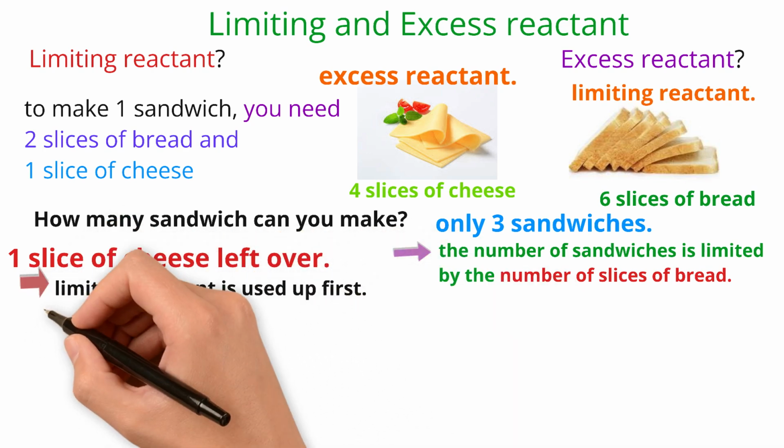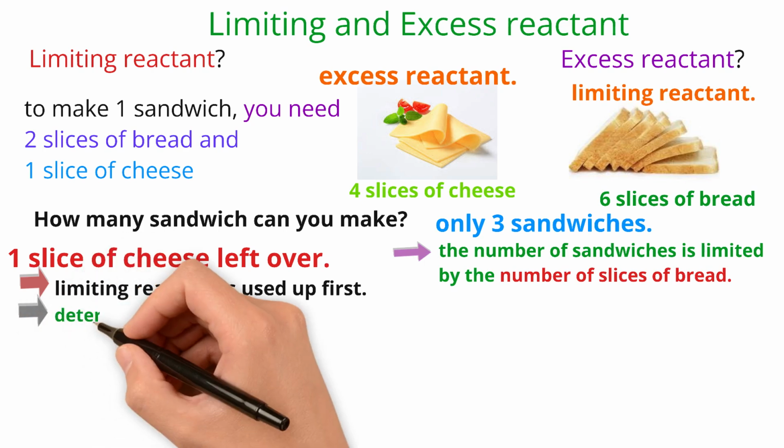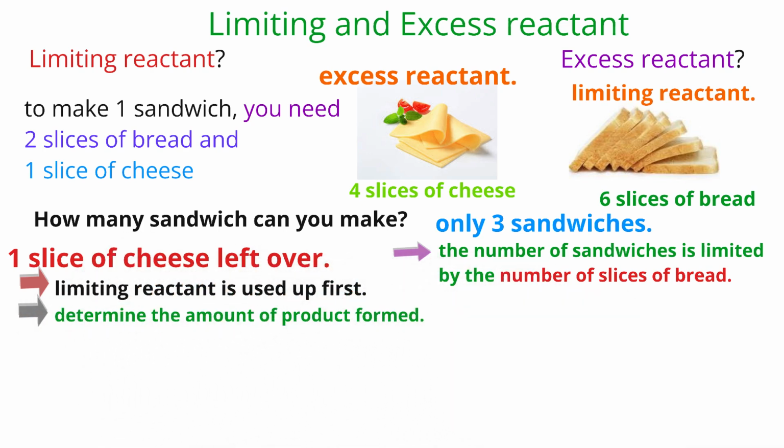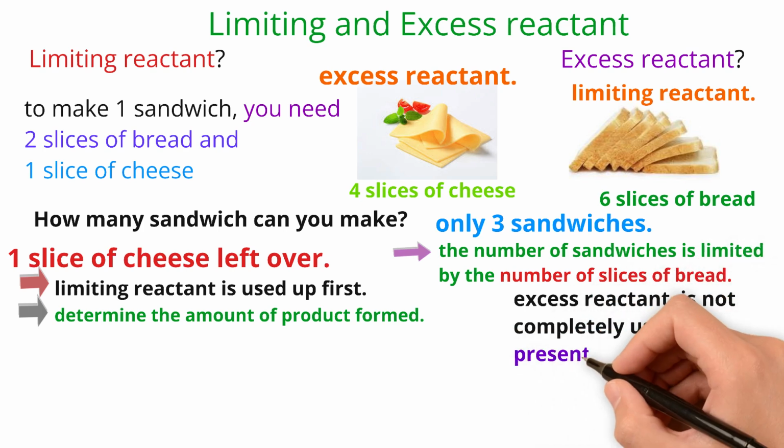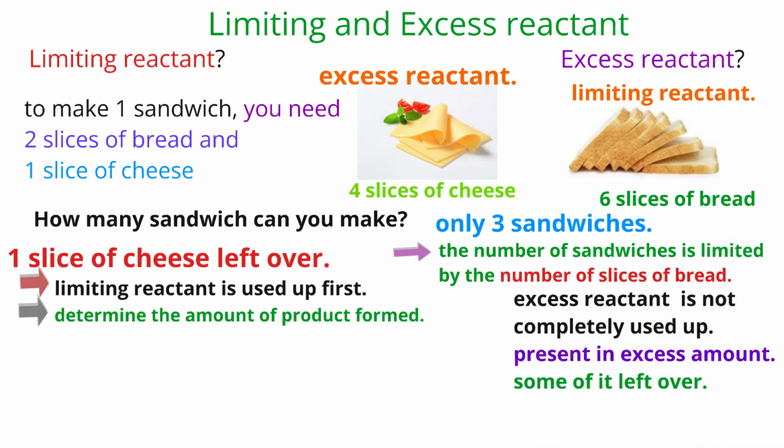Therefore, limiting reactant is used up first. The limiting reactant determines the amount of product formed. Excess reactant is not completely used up. Excess reactant is present in excess amount, and some of it is left over after the chemical reaction.